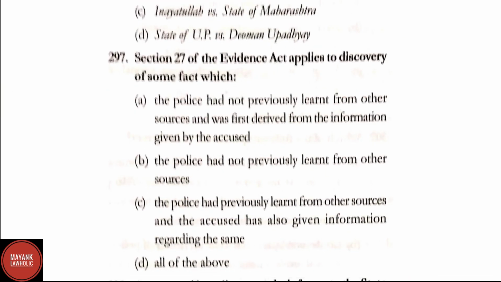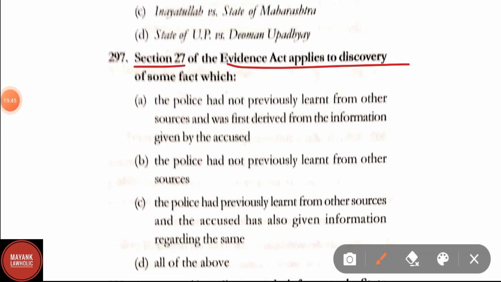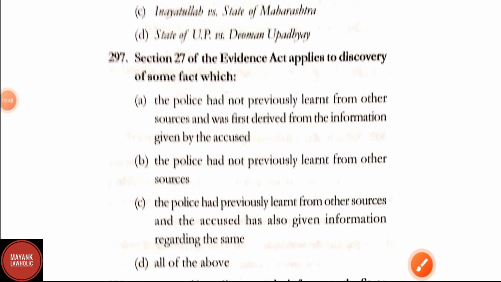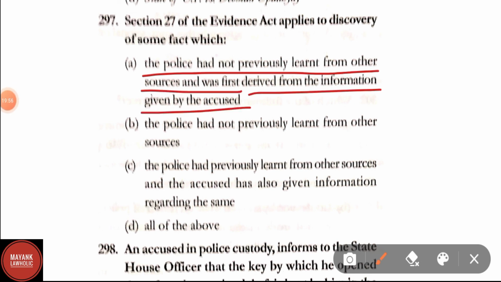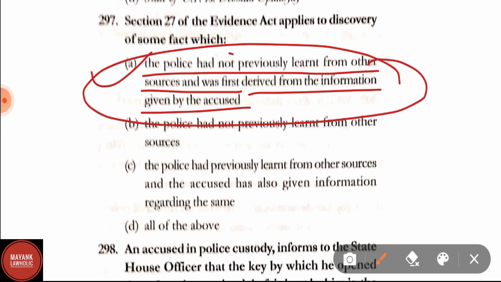Question number 297. Section 27 of the Evidence Act applies to the discovery of some fact which: option A, the police had not previously learned from other sources and was first derived from the information given by the accused; B, the police had not previously learned from other sources; C, the police had previously learned from other sources and the accused has also given information regarding the same; D, all of the above. Here the correct answer is option A. Section 27 of the Evidence Act relates to the discovery of some fact which the police had not previously learned from other sources and was first derived from the information given by the accused.